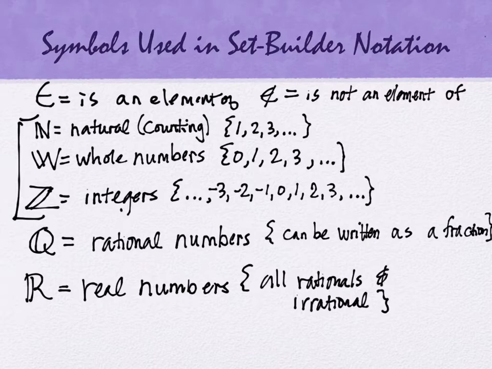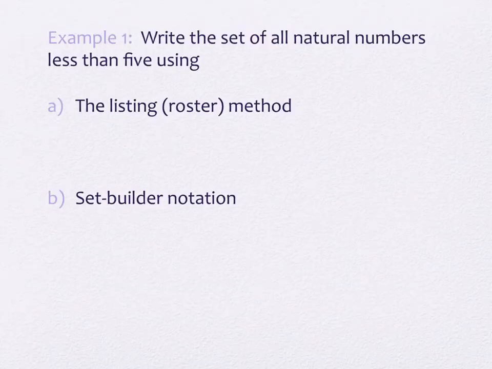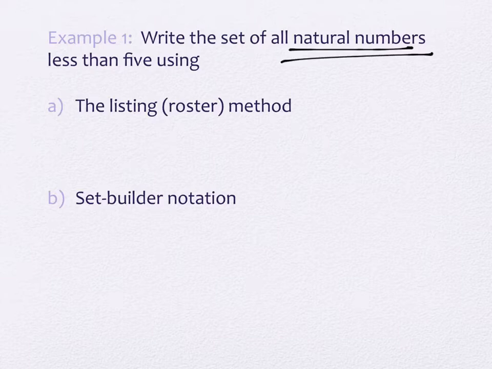All right, so using these two methods, the listing or roster method, and then the set builder notation, we're actually going to talk about these particular ones. The description they give us is the set of natural numbers less than 5. There are two pieces of information here that are important. One is that we're talking about natural numbers as opposed to, say, real numbers or integers. And the other is that it's less than 5.